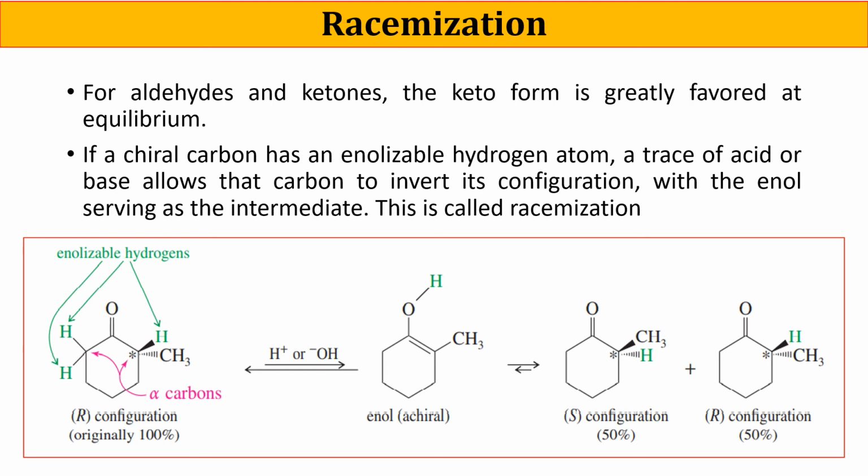For aldehydes and ketones, the keto form is greatly favored at equilibrium. If a chiral carbon has an enolizable hydrogen atom, a trace of acid or base allows that carbon to invert its configuration, with the enol serving as the intermediate. This is called racemization.